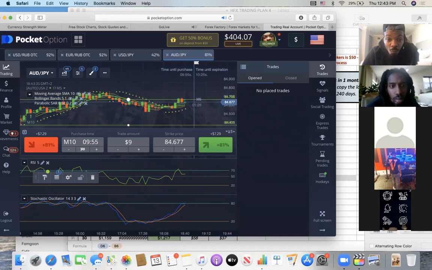AUD is losing strength. Okay, to make this say right here, 706 area. So now they both have the same strength. So at about 1250, we might see that big move.